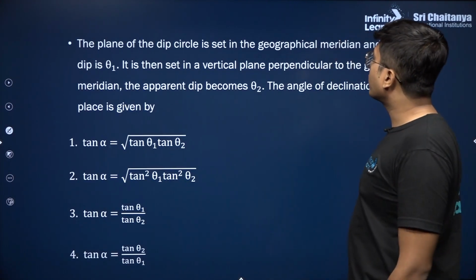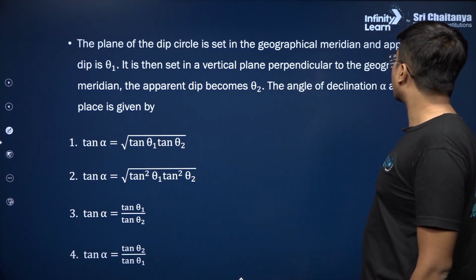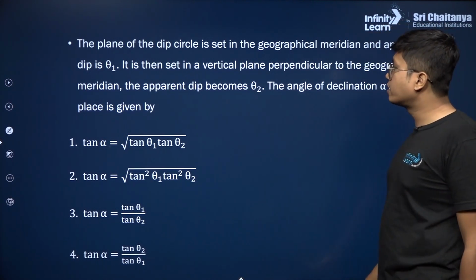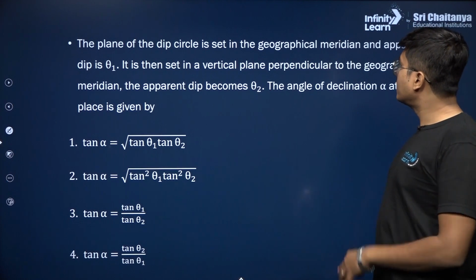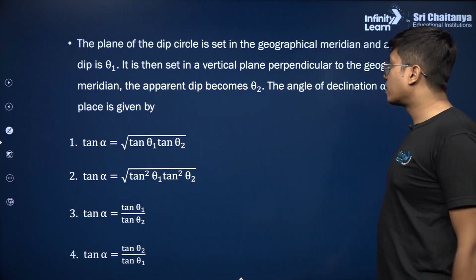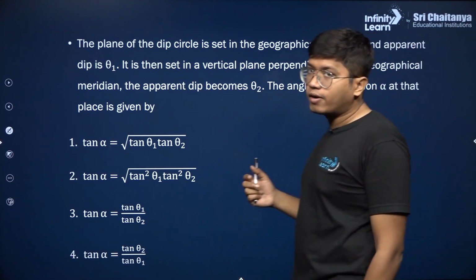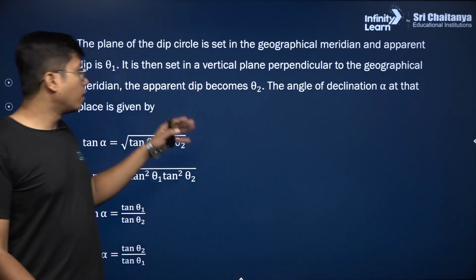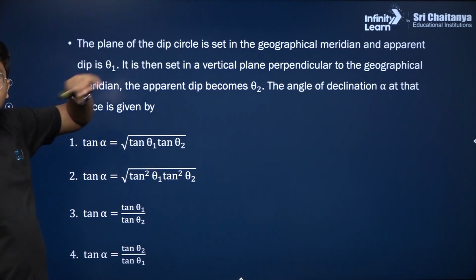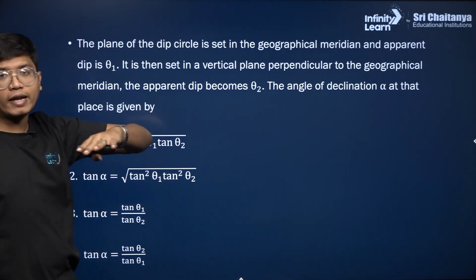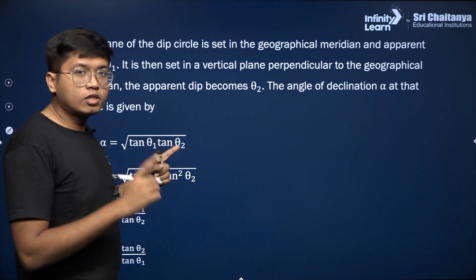Next, it says that the plane of the dip circle is set in the geographical meridian and an apparent dip is theta 1. It is then set up in a vertical plane perpendicular to the geographical meridian. Apparent dip becomes theta 2. Find the angle of declination alpha at that place. So we need to find alpha and they have given you the apparent angle of dip at that point. So we know the relation.